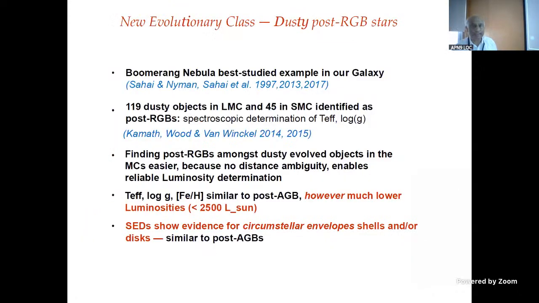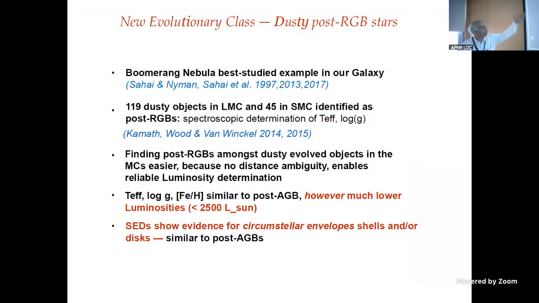Okay, so this class of dusty post-RGB stars. As I said, the Boomerang Nebula is the best studied example in our galaxy. However, about 120 dusty objects like these were discovered in the LMC and 45 in the SMC. They were identified as post-RGBs based on the spectroscopic determination of the effective temperature and the log g by Devika Kamath and collaborators. Now, finding post-RGBs among dusty evolved objects in the Magellanic Clouds is much easier than in the galaxy, especially pre-Gaia, because there is no distance ambiguity. That enables a reliable luminosity determination.